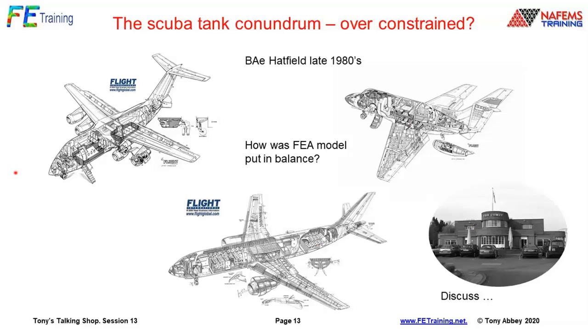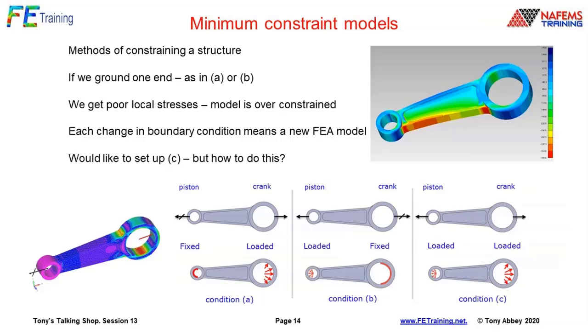How we got that not over-constraining. If you grab hold of this aircraft somehow, grab hold of the center section, and apply the load balance to that, you've over-constrained the model. You've not got natural constraints in there. So there's a bit of an issue there.